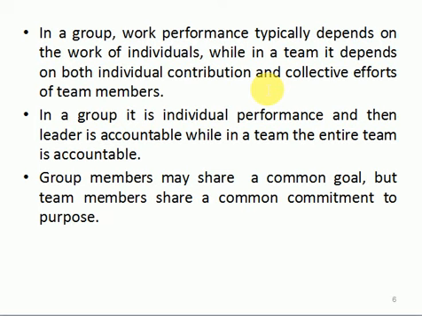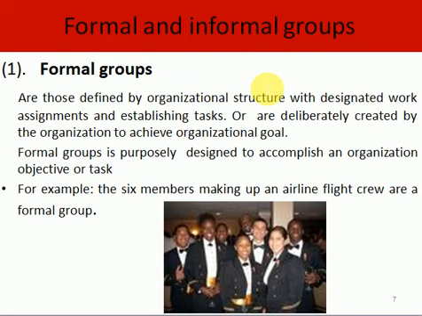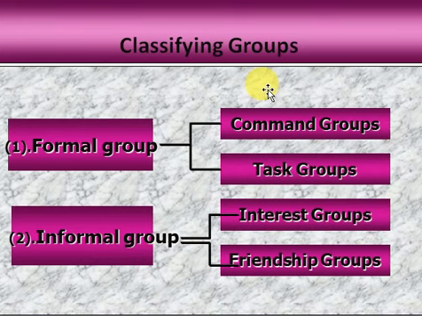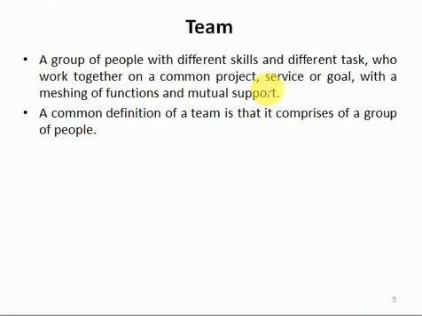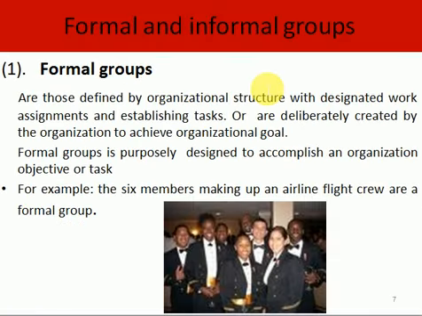Now, if we talk about the different types of groups, then we are discussing formal and informal groups. If we talk about the types, we have different types of groups that later on we will discuss, classifying the groups into different types. But generally, we have formal groups as well as informal groups. So what are formal groups and what are informal groups? Formal groups are those that are defined by organizational structure, with designated work assignments and established tasks.